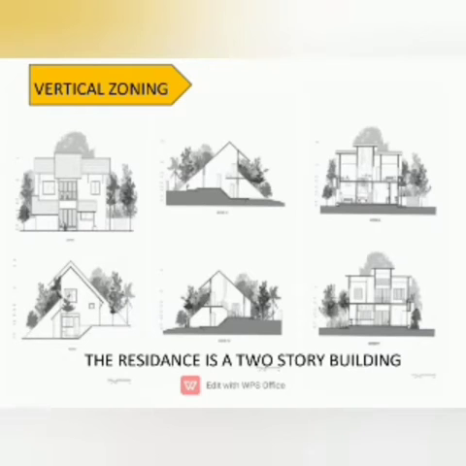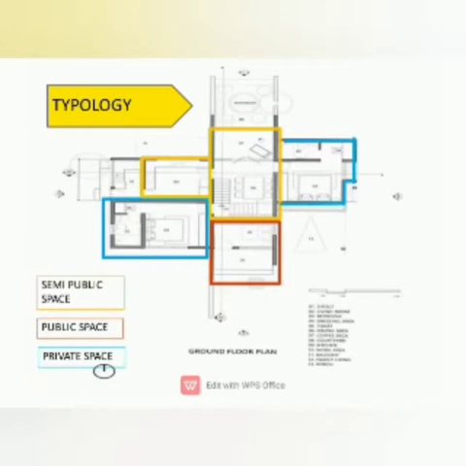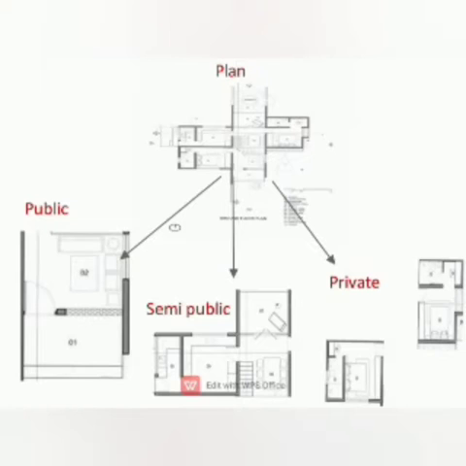We can see that the residence is a 2-story building. Here it is the horizontal zoning. All spaces are accessed from the dining space. Here we can see the typology. It is classified into semi-public space, public space and private space. Let's see the division of the space.